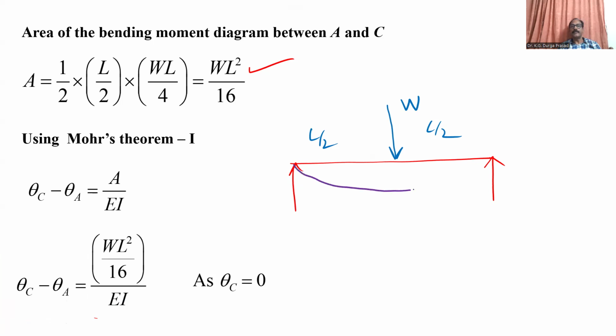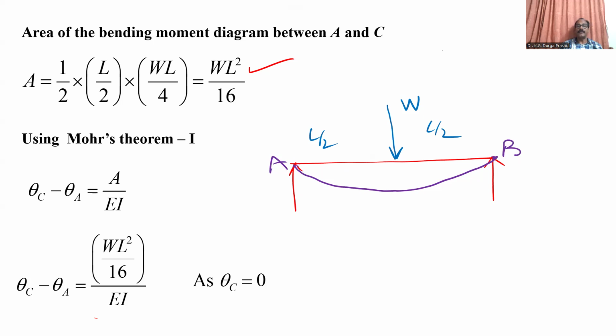Let me draw the shape. Here at point A, there is a hinged support, at point B there is a roller support. Wherever the support is there, what is the deflection? 0. At point A, deflection 0, point B, deflection 0. But there is a slope. Slope is not 0.